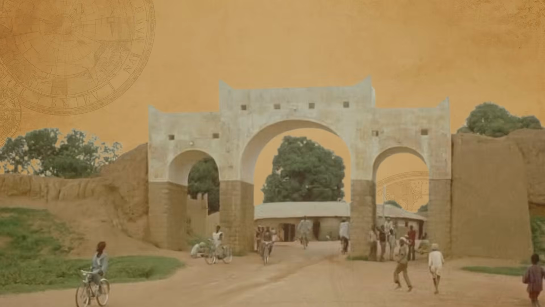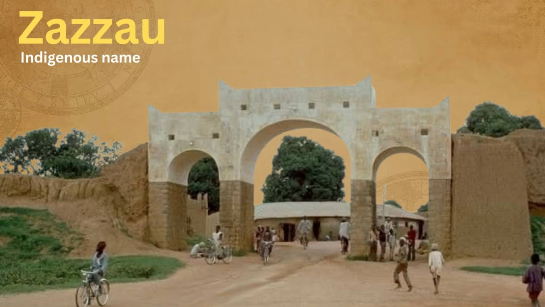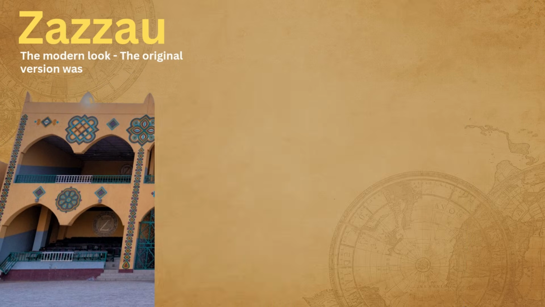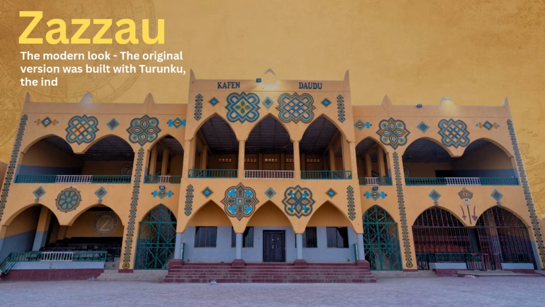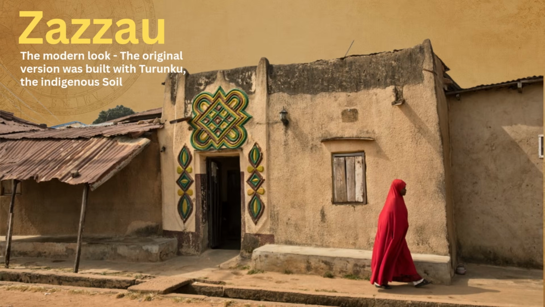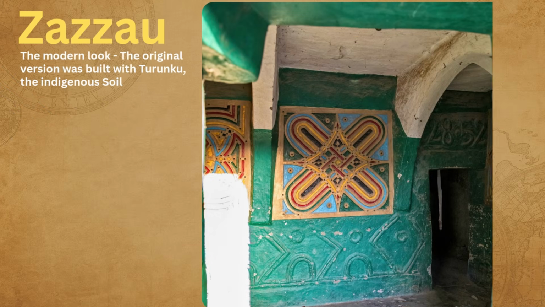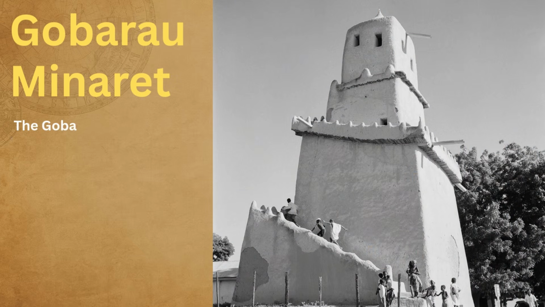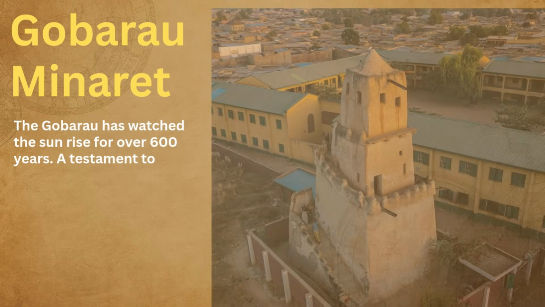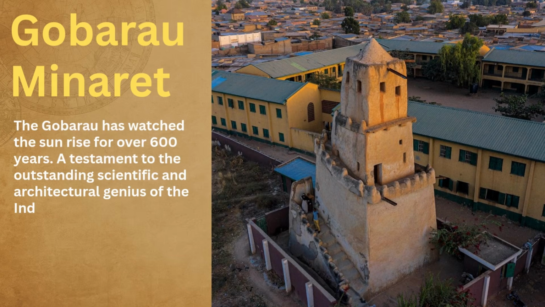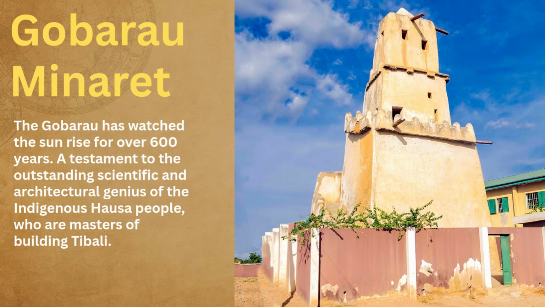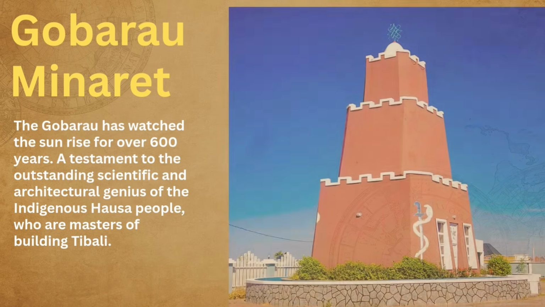And then if you look at the walls of Zaure, these are also in Nigeria, built by Queen Amina, who ruled in the 15th and 16th centuries. She used the soil of Zaure, which is called Turunku, in the Tubali method to build a masterpiece of military engineering, standing tall against her invaders. If you look at the Gobirau Minaret in Katsina, the Gobirau has watched the sunrise for over 600 years. It stands as a witness that the indigenous spirit of the Hausa people and their rich knowledge of the soil and environment exists even today.